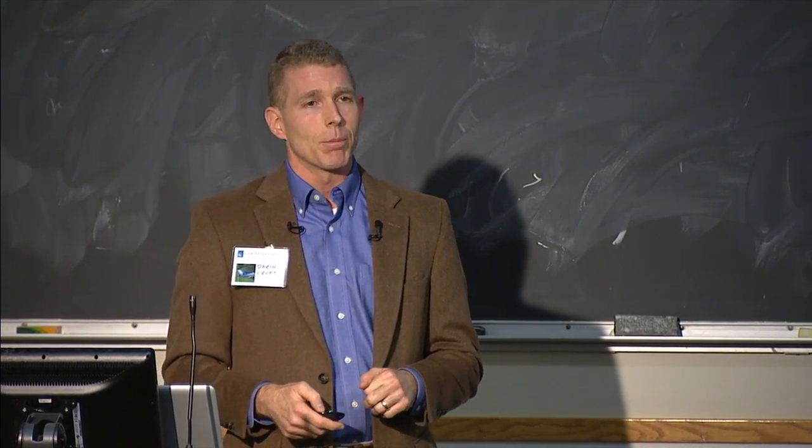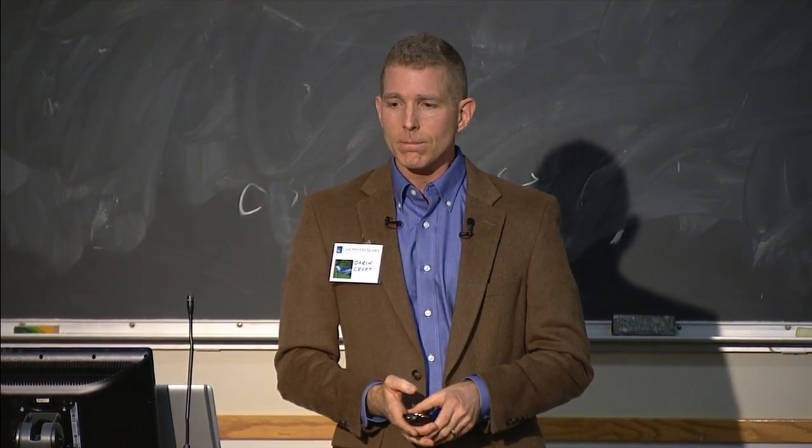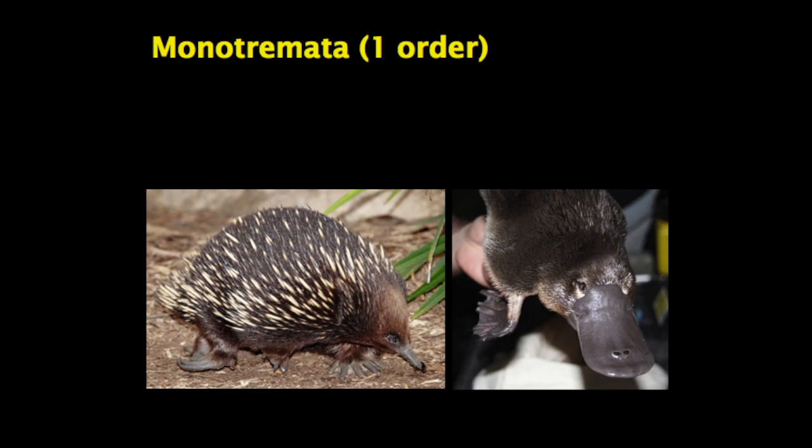And monotremes are really a pretty cool group, so I'm going to just spend a tiny bit of time talking about them. They include one order. There's that taxonomic hierarchy again. That includes the echidnas and the platypus. So only 2 families and only 5 species that are alive today.